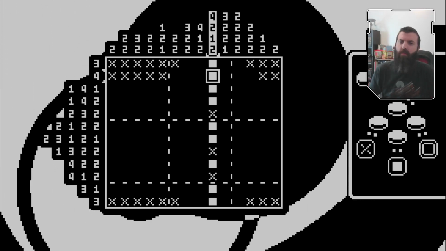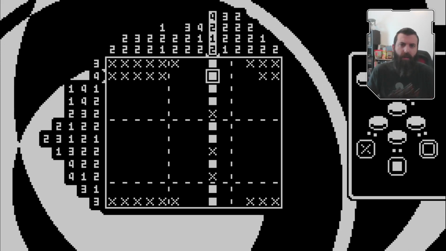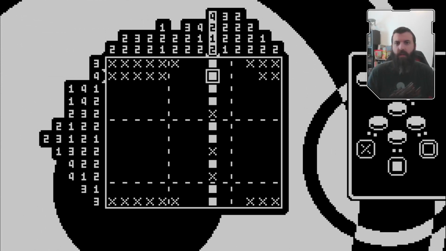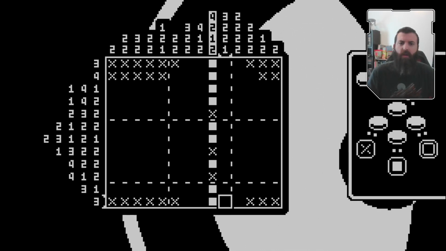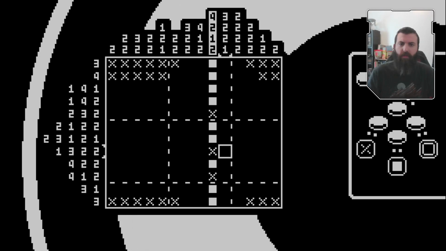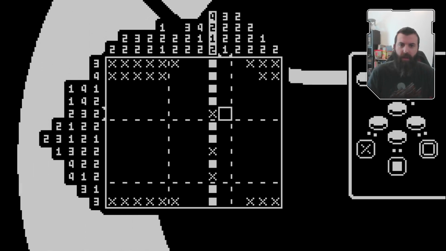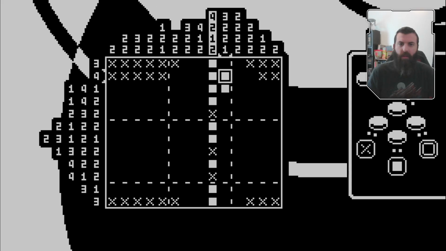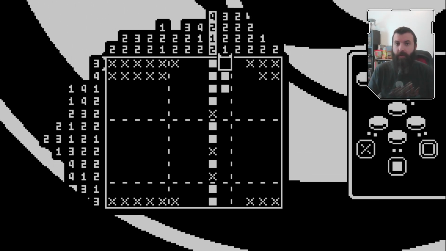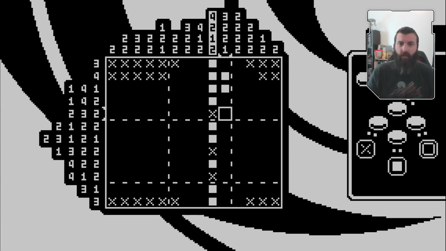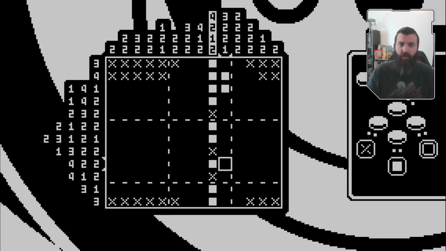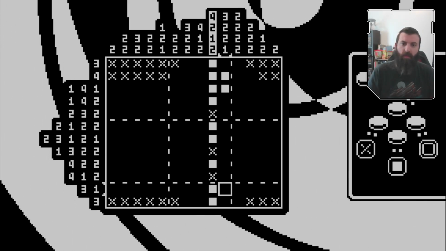3, 2, 2, 1, not quite as forgiving, I don't think. But maybe we can get somewhere with this. So if we had 1 space, 1, 2 space, 1, 2 space, then the 3 would have to fill these in. Conversely, 1, 2, 3 space, 1, 2 space, 1, 2 space, 1.